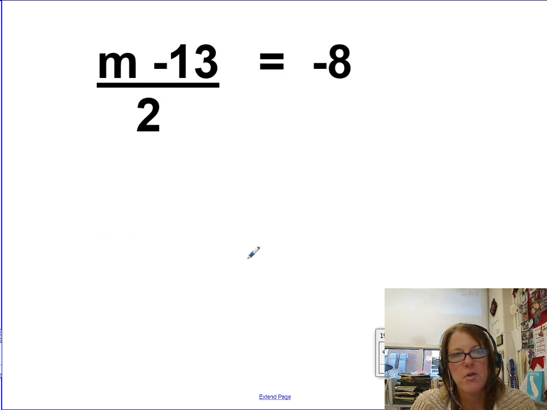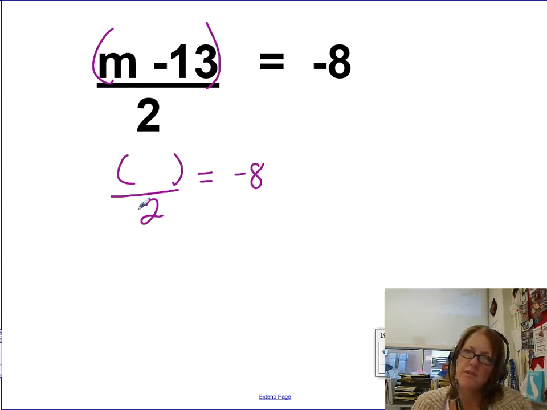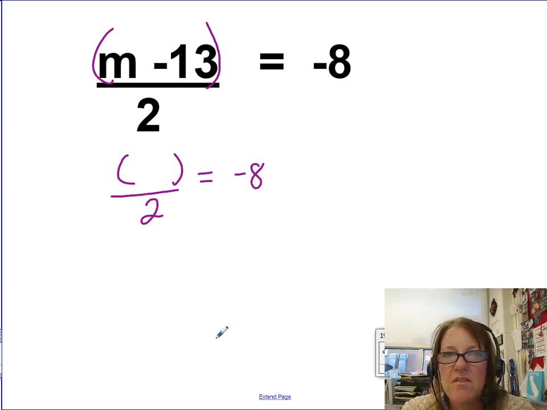Let's try one more just to make sure you got the hang of this. m minus 13 divided by 2 equals -8. I want you to think of this as one big blob. Okay? And this blob, whatever this is, when I divide by 2, I get -8. So you're asking yourself, what value, when you divide by 2, do you get -8? Psst, I think it's -16.